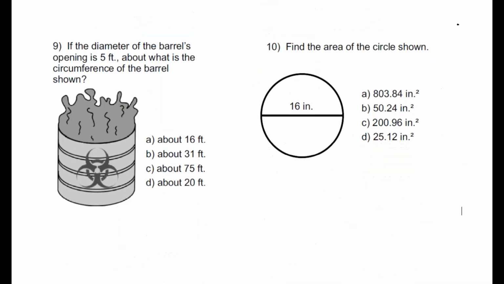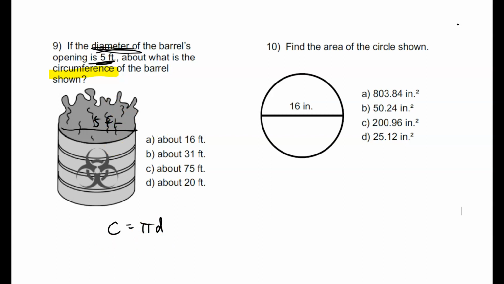Number 9, it says if the diameter of the barrel, you don't have to draw this picture exactly how it's supposed to be, is 5 feet, what is the circumference of the barrel? So again, it says circumference. C is equal to pi d. If you go back in the problem, it said the diameter is what? It's 5 feet, right? Just imagine a line going all the way across that. That's 5 feet. So you have your diameter. You know what pi is. You can figure that out.